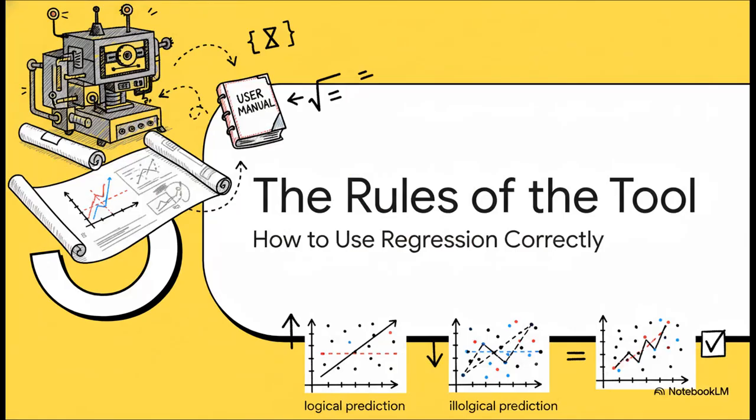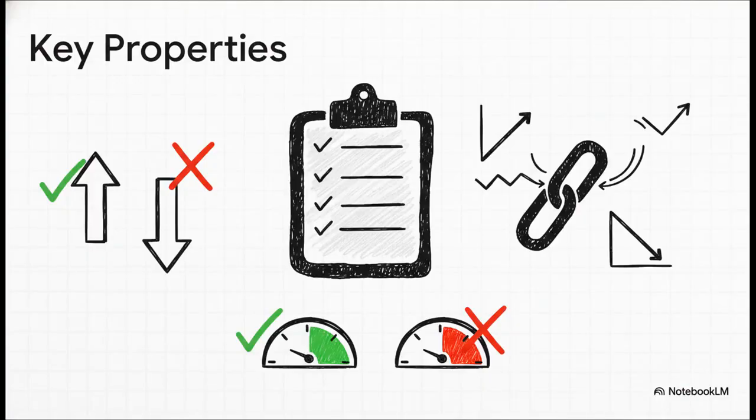Okay, so we have our machine and we have our blueprints. But just like any powerful tool, it comes with a user manual. There are a few key rules you have to follow to make sure your predictions are actually logical and mathematically sound. And these rules just show the tool's built-in common sense. For instance, the signs have to match. If more sunlight leads to more growth, that's a positive relationship, so the line has to slope upwards. You can't have them pointing in opposite directions.